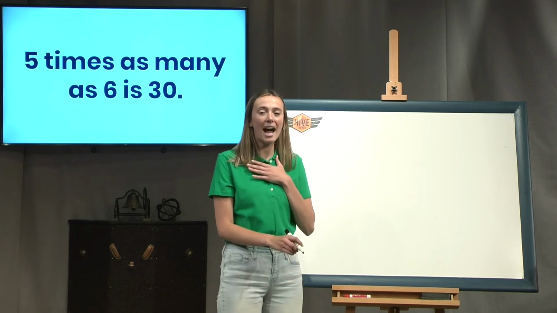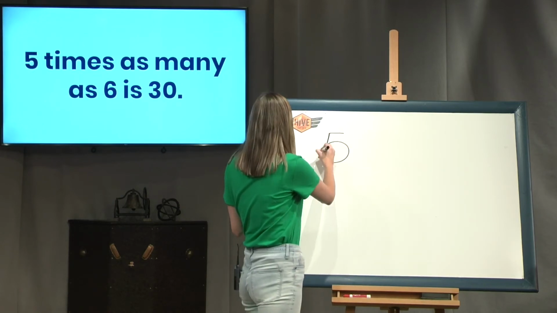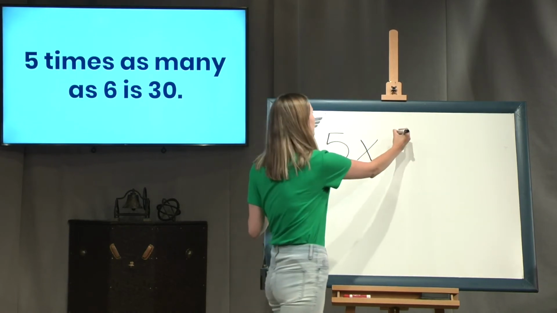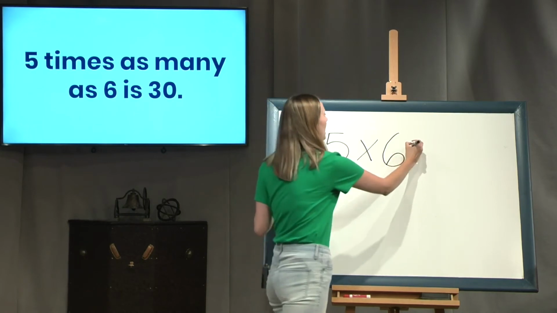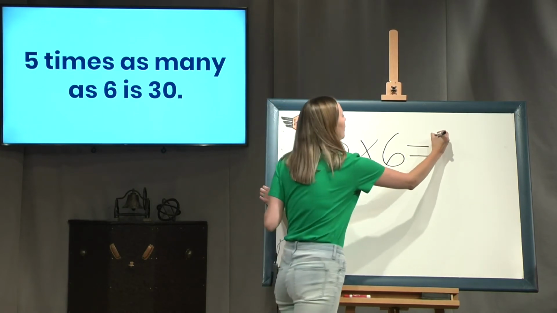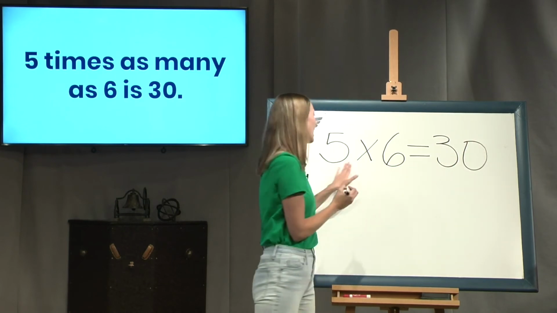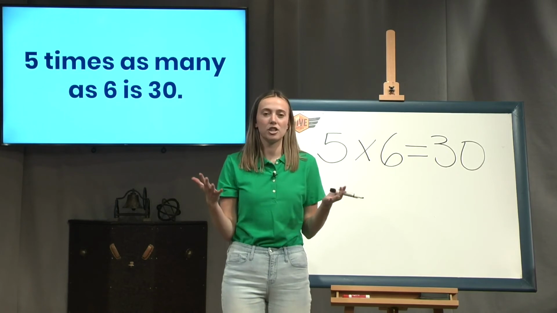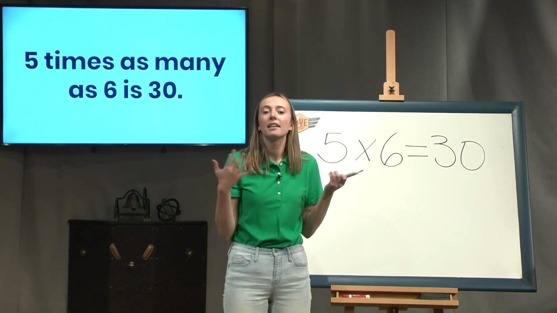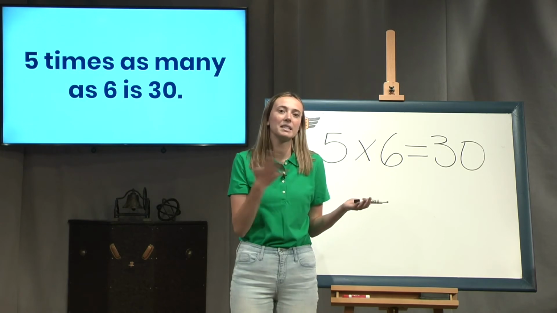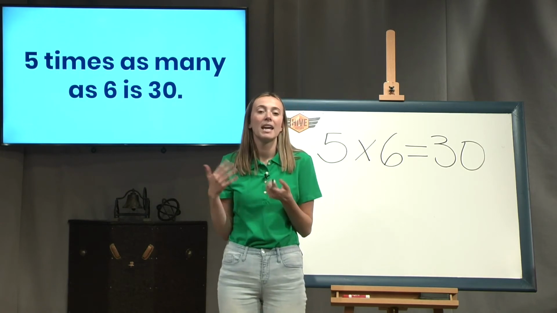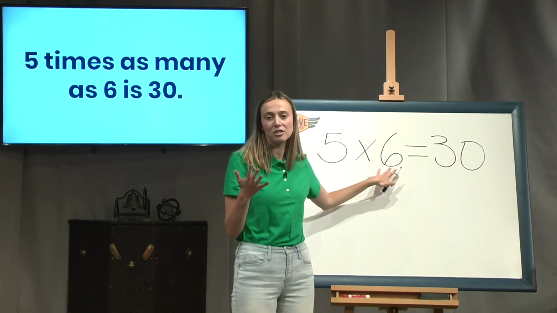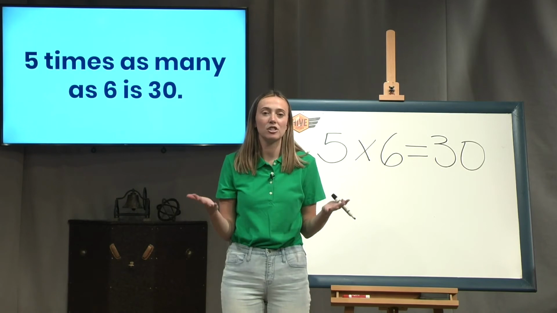Okay, what I did is I wrote 5, and then I saw times as many as, so I knew I needed to multiply. Times as many as 6 is, I saw that is, and I wrote an equal sign, 30. And I knew that was right because 5 times 6 is 30. That is true. If you got it, great job. Keep up the great work. If you didn't get it, that's okay. Maybe you need to go back a little bit and listen to the explanation. Maybe someone's next to you, they can keep helping you out. But maybe you're struggling with your multiplication. That's okay. Let's work on your multiplication facts.